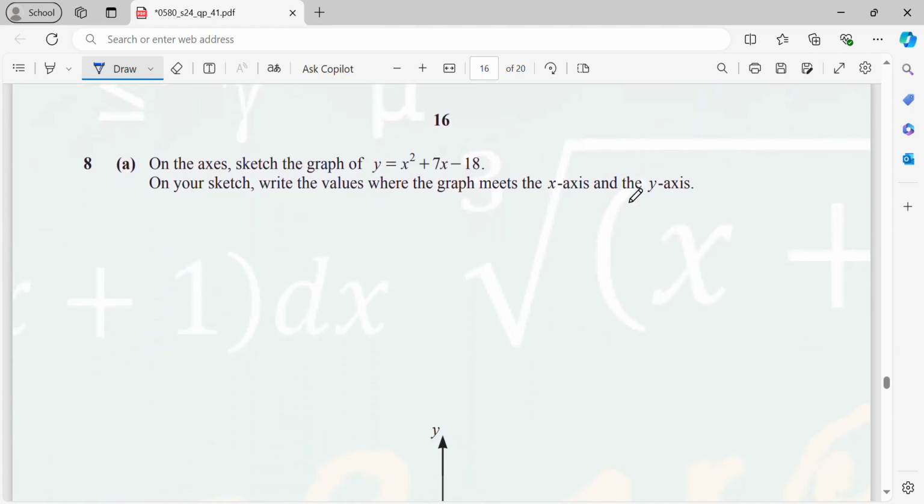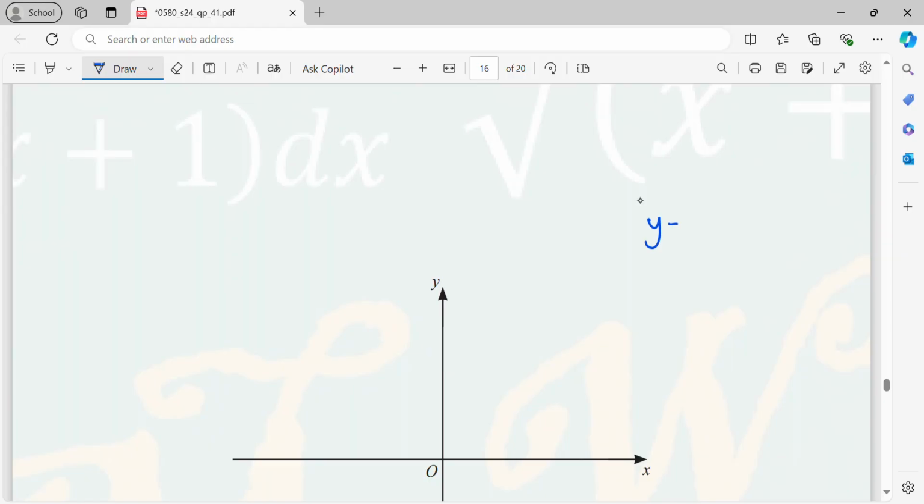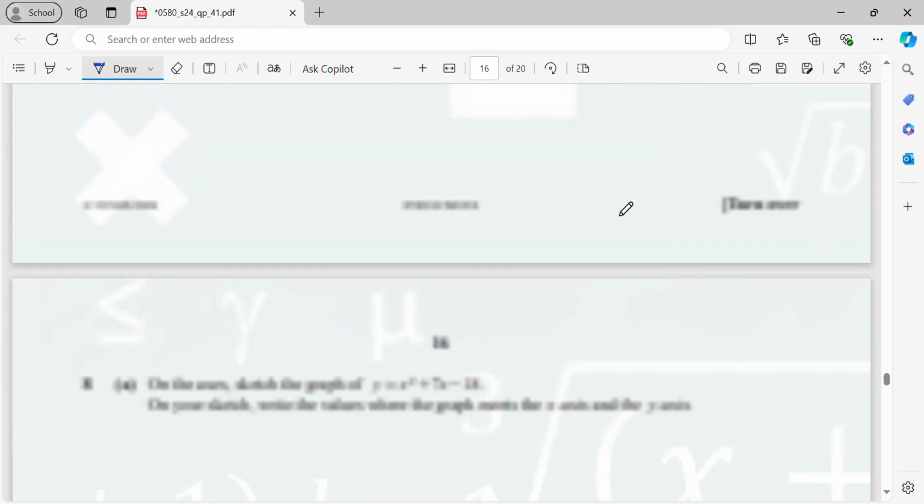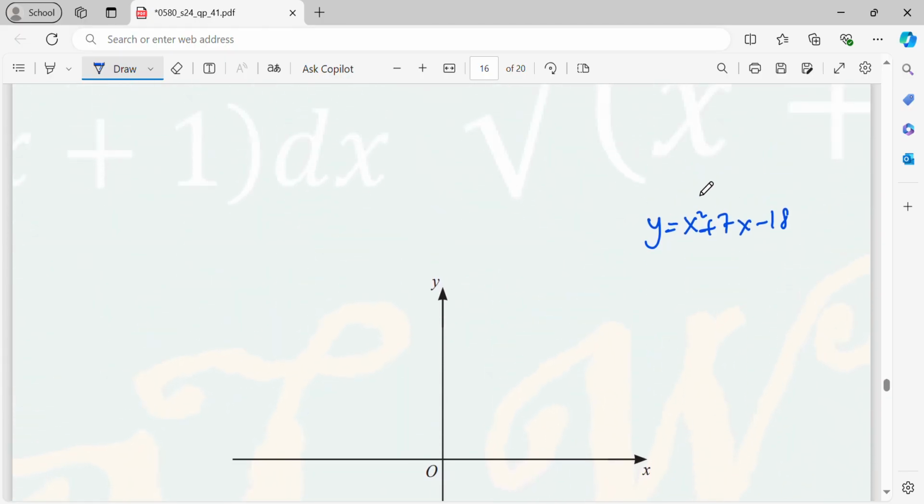Question 8. On the axis, sketch a graph. On your sketch, write the values where the graph meets the x-axis and the y-axis. So y equals to x squared plus 7x minus 18. Okay, so when you need to solve this, we need to find few points. Means that when y equals to 0, okay, probably I show here. When y equals to 0, 0 equals to x squared plus 7x minus 18.